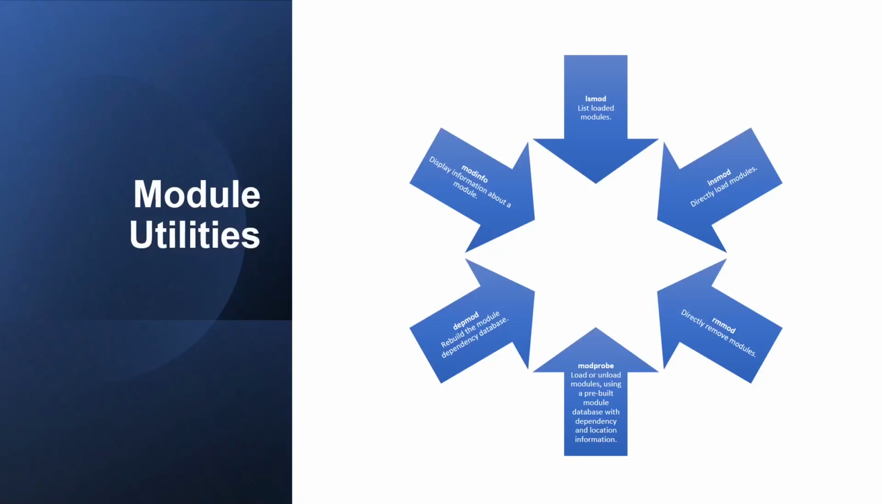Module utilities. There are a number of utility programs that are used with the kernel modules. lsmod lists the loaded modules. insmod directly loads modules. rmmod directly removes modules. modprobe loads or unloads modules using a pre-built module database with dependency and location information. depmod rebuilds the module dependency database. modinfo displays information about a module.